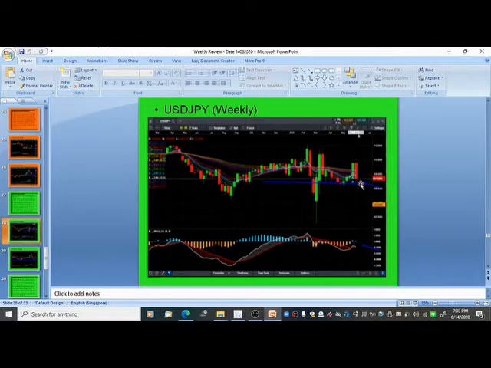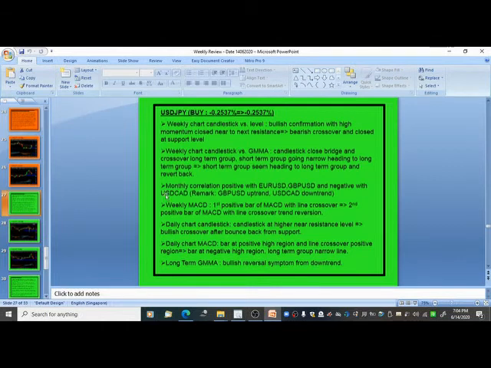Yeah. Then you can see also this one, the short-term group, it seems to be heading to the long-term group here, and a minor reward back. Okay, then for the monthly correlations, it's still correct in order, so it's a positive buy.